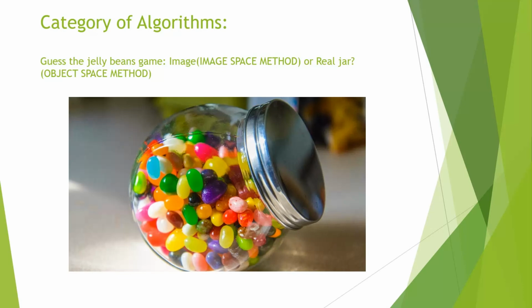So then what's object space method? The object space method takes the reference as the real world objects and then produces a digital image according to the real world object reference.